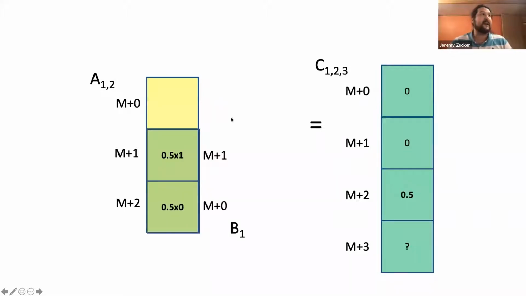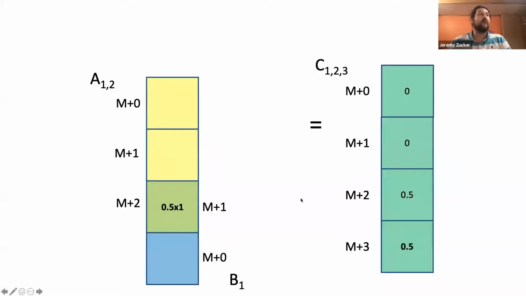And then we slide it down again. And this time, 0.5 times 1 is 1. So that's why this is bolded right here. If you take a look at 1 plus 1 is 2. And also 2 plus 0 is 2. So they all end up in the M plus 2 slot. And when you add these two together, you still get 0.5.